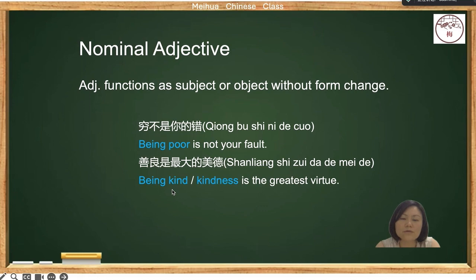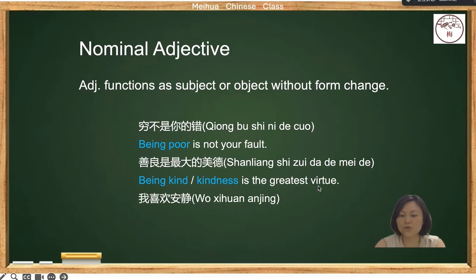Of course, we cannot. We should use the nominal form, right? We should change the adjective into its noun form. So we can say being kind, or we can use the typical noun form for an adjective: kindness. Kindness is the greatest virtue.